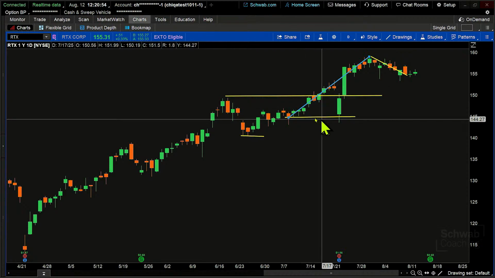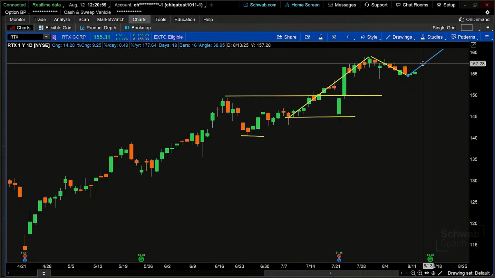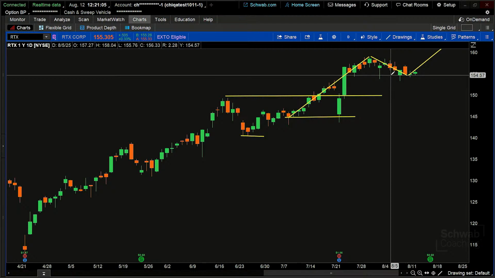So what I'm going to do is take that line that we drew there, duplicate it using the thinkorswim platform, and put it right down here on the bottom. Do I know that this is the absolute low of this pullback? I do not yet, for sure. But it seems to have created a level of support here back around the 154 mark.